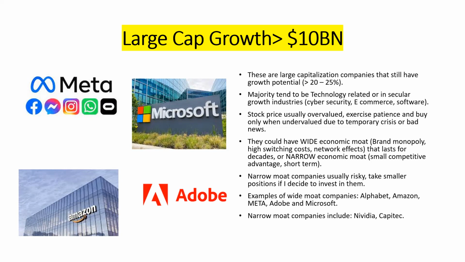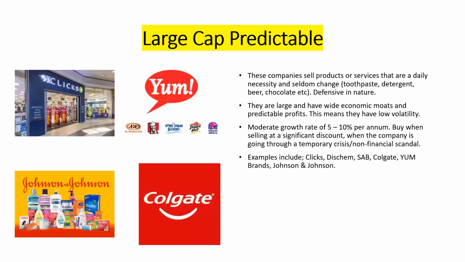For example, wide economic moat companies would include companies like Alphabet, Amazon, Meta, Adobe, and Microsoft. On the other hand, narrow moat companies would include NVIDIA and companies like Capitec.